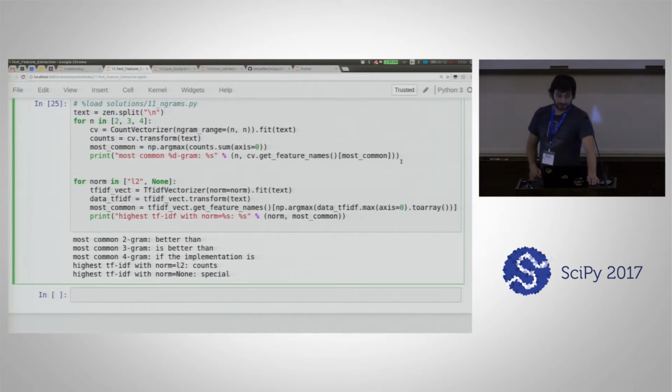So then for TF-IDF, we try with norm L2 and with norm equal to 1. With norm L2, that means basically long texts get penalized, because everything is given the same length of the representation.